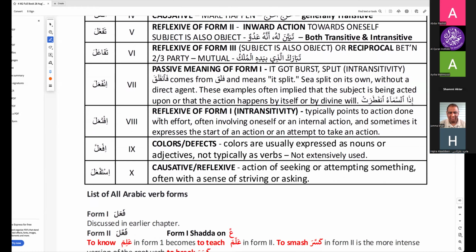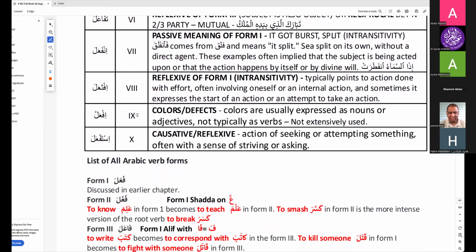Okay? Ifta'ala, which is verb form 8, again, is the reflexive of form 1, and its intransitivity typically points to action done with effort, often involving oneself or internal action, and sometimes it expresses the start of an action or an attempt to take an action.